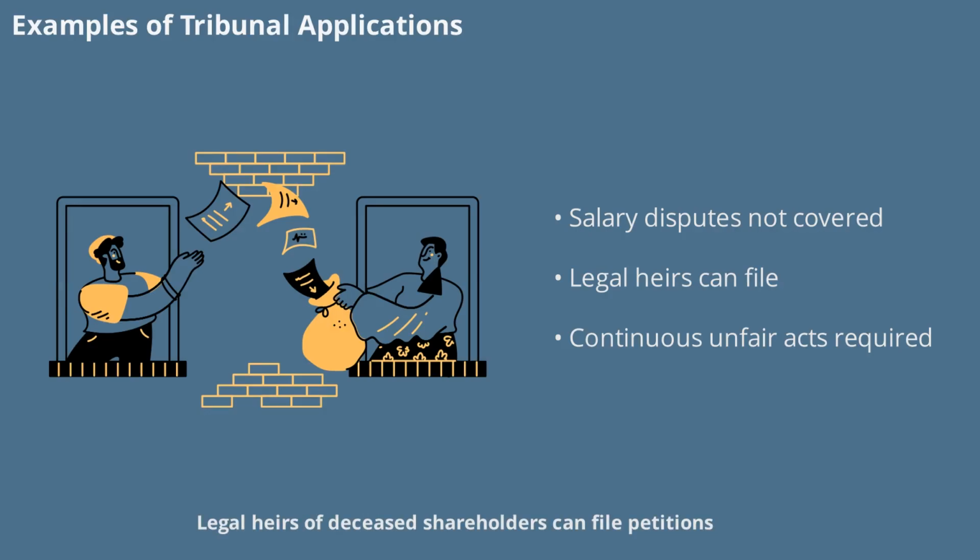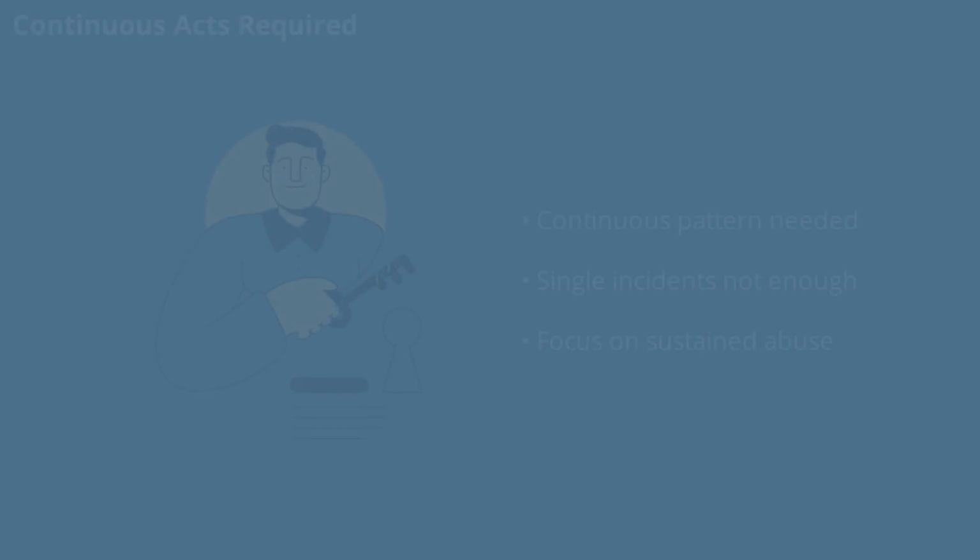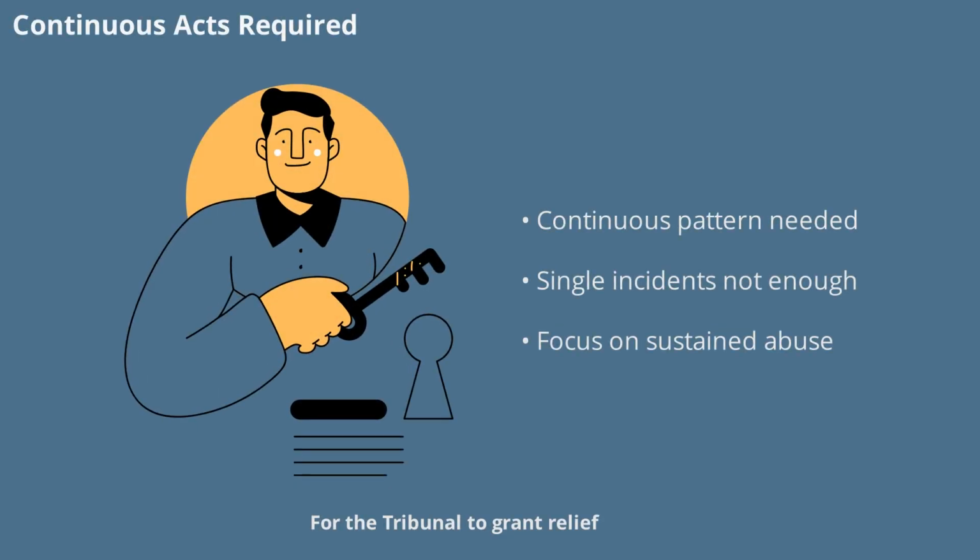Legal heirs of deceased shareholders can file a petition even if their names aren't yet on the register. However, acting as a managing director without appointment doesn't automatically qualify as oppression. For the tribunal to grant relief, the oppression or mismanagement must be ongoing. Single incidents, like renting out company property without member knowledge, don't qualify. The conduct must be part of a continuous pattern that is harsh, wrongful, and prejudicial to members' rights. This ensures that only serious, sustained abuses are addressed by the law.